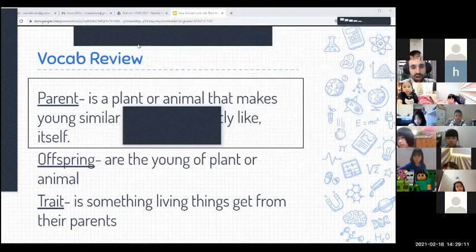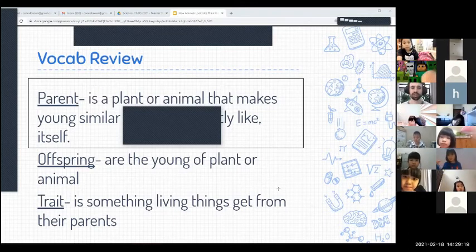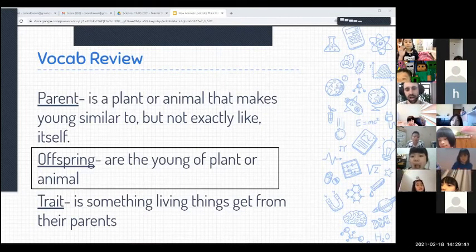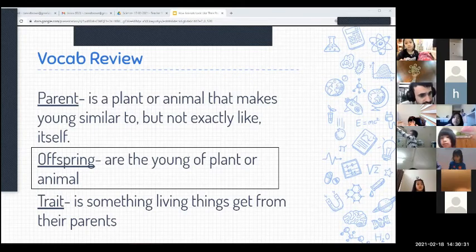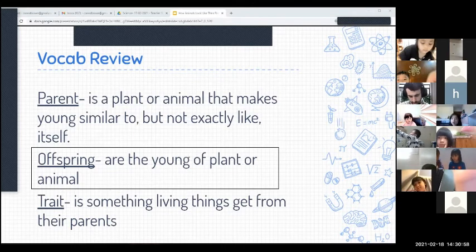Now let's read offspring. Everyone, let's read offspring. Actually, we're going to check your videos. Everyone read offspring. Make sure your lips are moving. Offspring. Very good. Offspring are the young of plant or animal. Let's have Danby. Who's Danby? Danby, can you read for us? Offspring are the young of plants or animals.